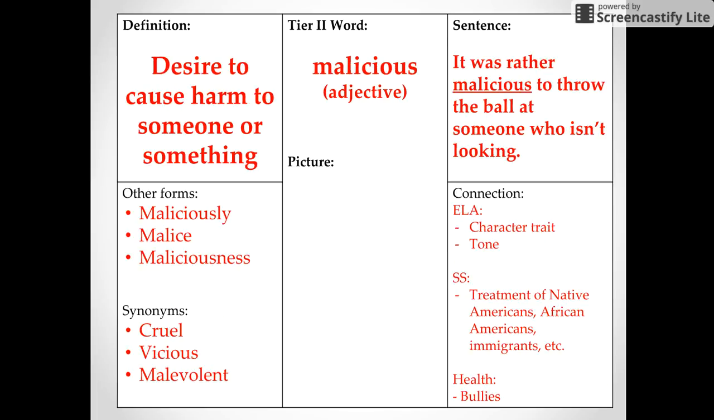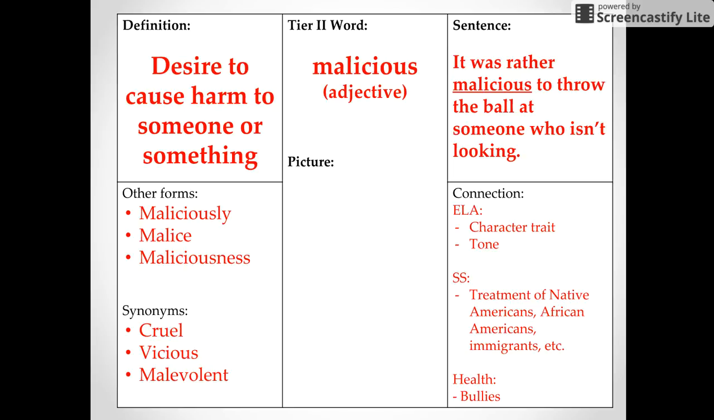And your last word for this week is malicious, and this is an adjective. You've also heard me use this word to describe anything where you have a desire to cause harm to someone or something. So if you do something with the intent of being mean, you are being malicious. My sentence is, it is rather malicious to throw a ball at someone when they're not looking at you, because that's just not nice.